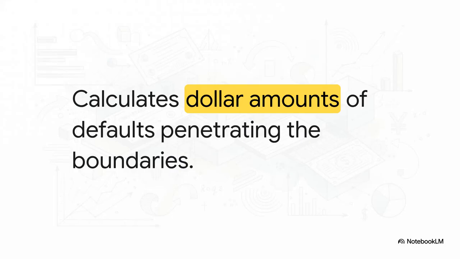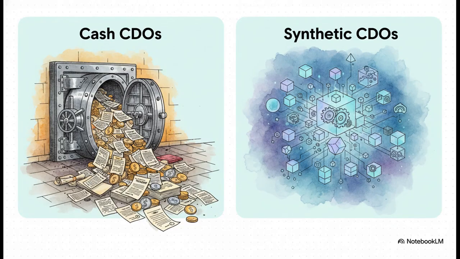Now, to measure that exposure, we calculate the expected loss. Looking at this formula, it might seem a bit dense at first glance, but it's actually incredibly elegant. What it's doing is calculating how the probability of specific defaults multiplied by their real dollar amounts penetrates your specific tranche's boundaries. It mathematically isolates the danger to your exact slice by tracking where losses fall between your attachment and detachment points.